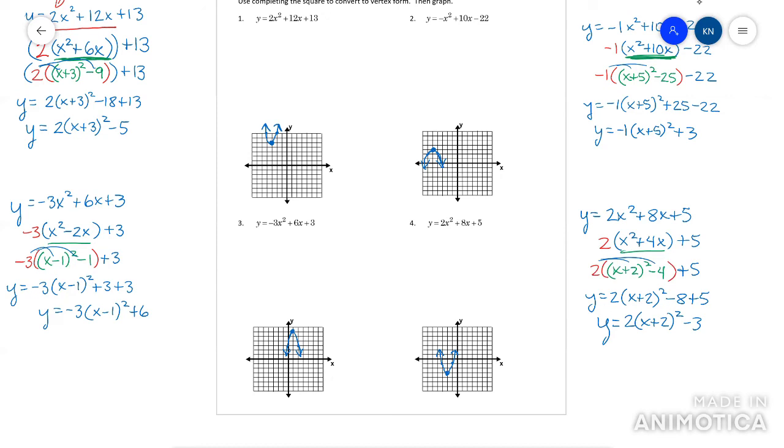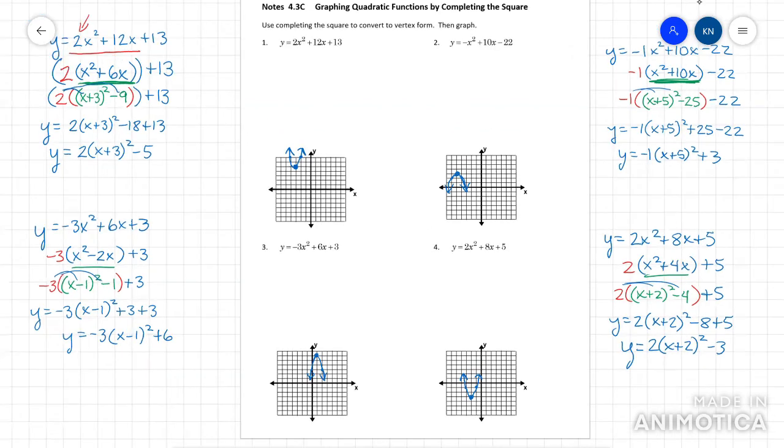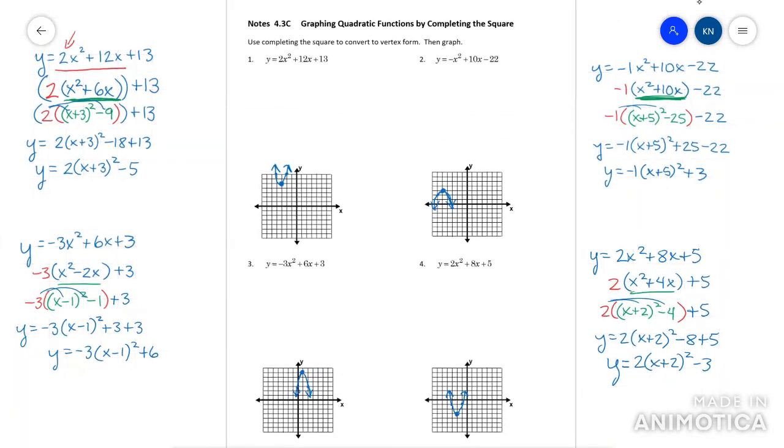So the key takeaway is find out what your a value is, GCF it out of anything with the letter x, complete the square, but just remember you'll have to redistribute that a value to both of these things. Once you've redistributed it, just combine like terms at the end, and then you're ready to graph. That's how you complete the square to graph quadratics when a value is not 1. Hope this video helped.